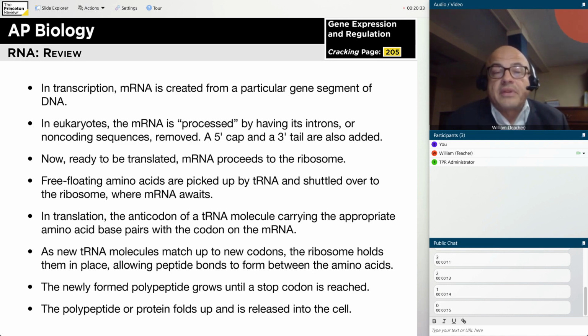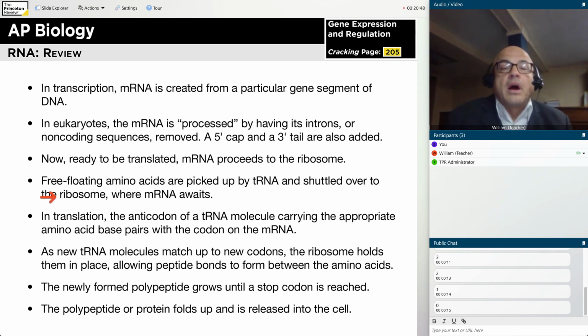Eukaryotes, you're going to have to process, right? You're going to have introns, coding or non-coding sequences, and a 5' and a 3'. All right. Now you're ready to translate. Your mRNA is going to go into a ribosome.